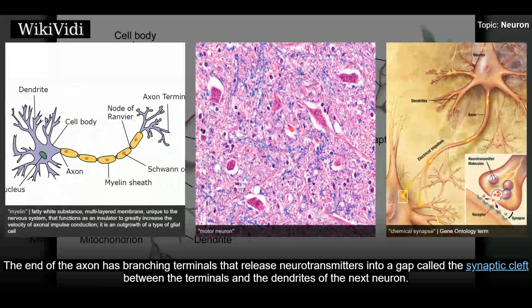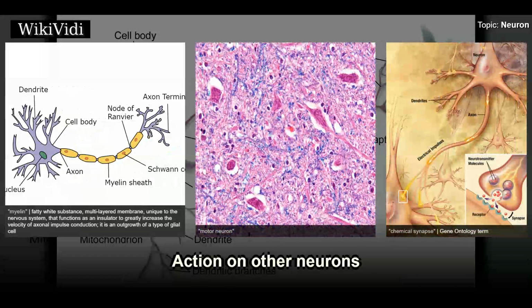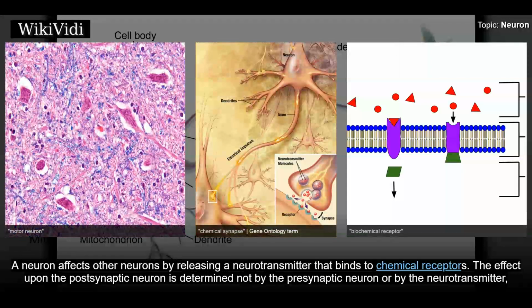The end of the axon has branching terminals that release neurotransmitters into a gap called the synaptic cleft between the terminals and the dendrites of the next neuron. Action on other neurons. A neuron affects other neurons by releasing a neurotransmitter that binds to chemical receptors.